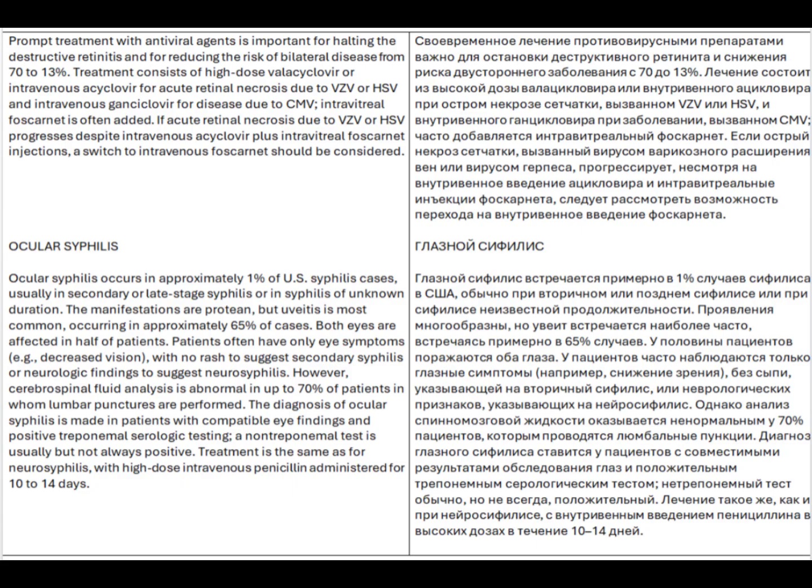Ocular syphilis. Ocular syphilis occurs in approximately 1% of U.S. syphilis cases, usually in secondary or late-stage syphilis, or in syphilis of unknown duration. The manifestations are protean, but uveitis is most common, occurring in approximately 65% of cases. Both eyes are affected in half of patients.